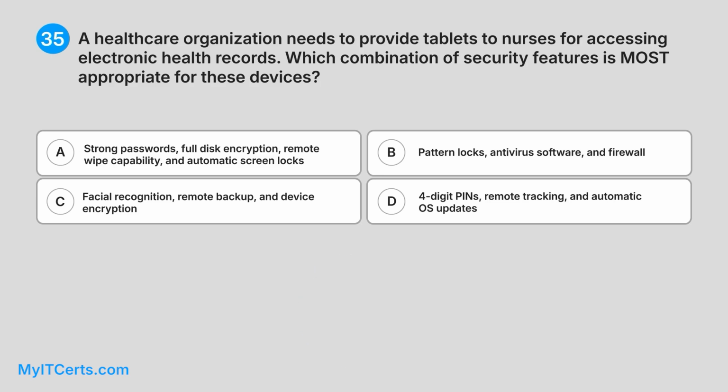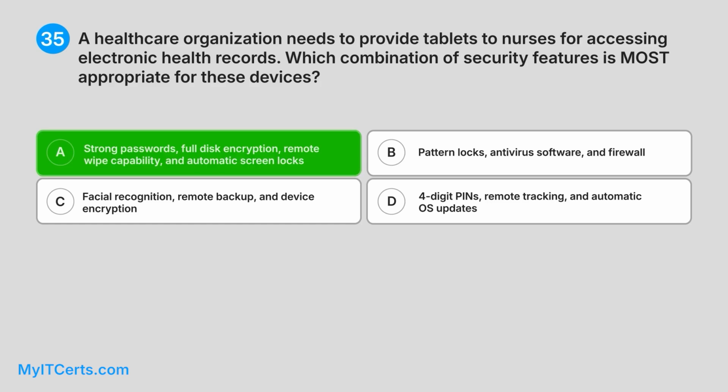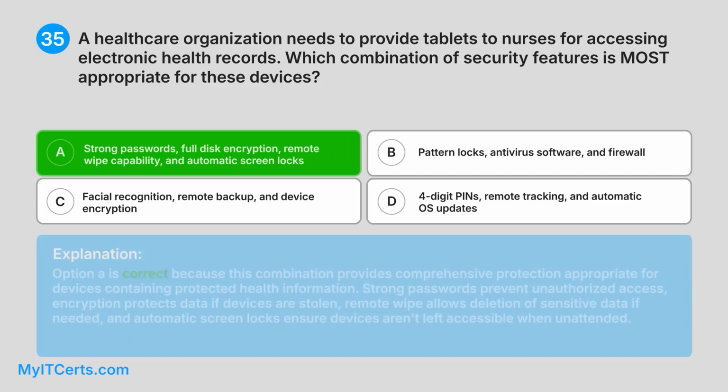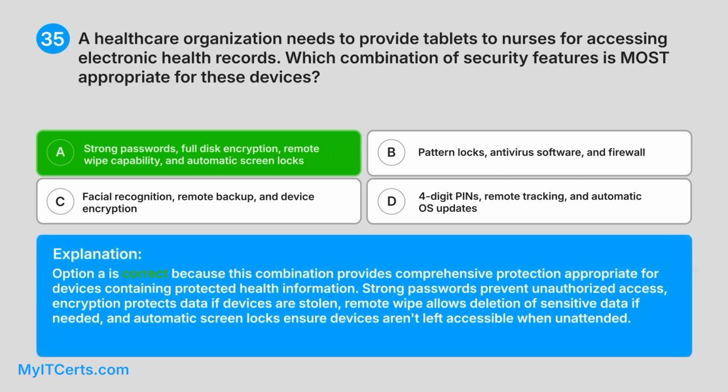Correct answer. A. Strong passwords, full disk encryption, remote wipe capability, and automatic screen locks. Explanation. Option A is correct because this combination provides comprehensive protection appropriate for devices containing protected health information. Strong passwords prevent unauthorized access. Encryption protects data if devices are stolen. Remote wipe allows deletion of sensitive data if needed. And automatic screen locks ensure devices aren't left accessible when unattended.